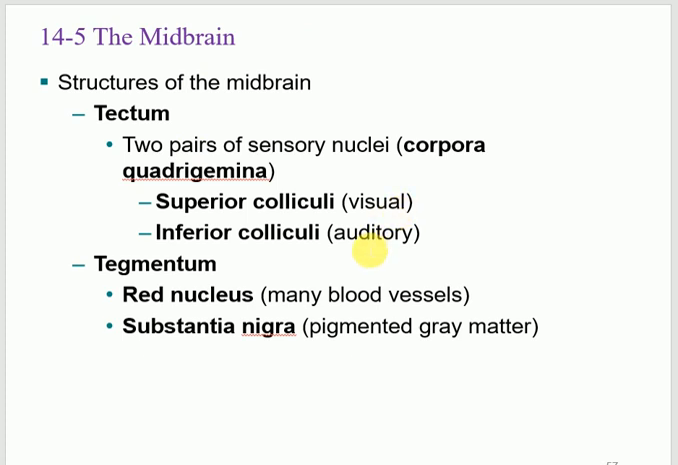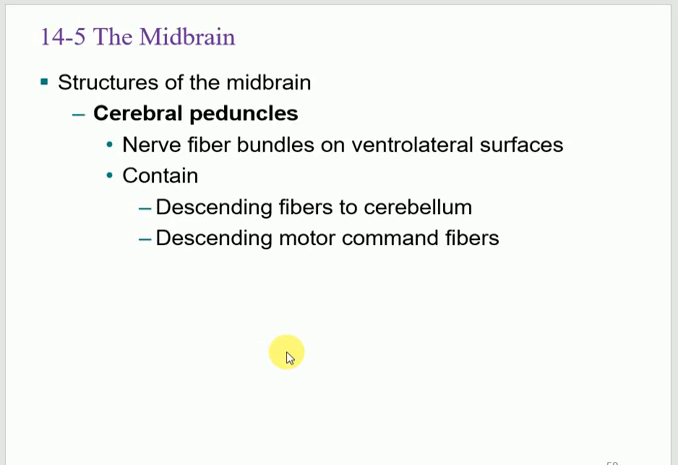The 2 parts of the midbrain are tectum and tegmentum. What's a tectum? The 4 nuclei. 2 superior, 2 inferior. Superior are for vision, inferior for auditory or hearing. How about the tegmentum? Red nucleus for the blood vessel, substantia nigra. This is gray matter, and it controls the coordination of the muscles.